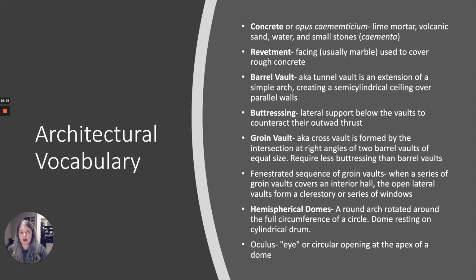So concrete, which in Latin is opus cementitium, is made out of lime mortar. That's not lime like the fruit, that's lime the mineral. So it's lime mortar, volcanic sand, water, and small stones. Small stones are called caementa. Caementa sounds a little bit like cement. That's the root of our contemporary word for cement. And this is based on an idea of hydraulic setting cement, meaning you need water for it to set.